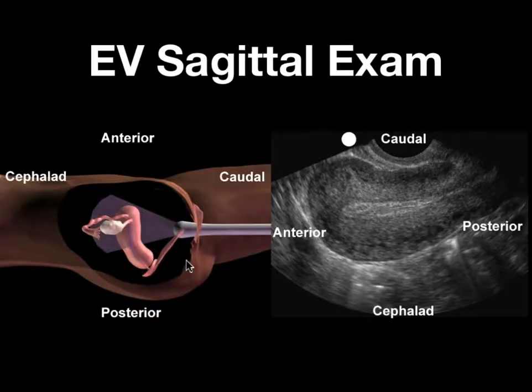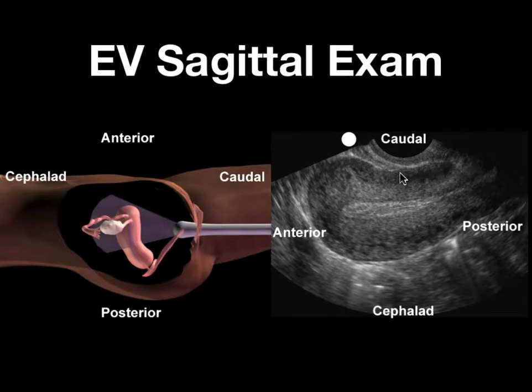On the endovaginal sagittal exam, you're going to end up with the following orientation. Here you've got the transducer in the vaginal canal, so this is caudal direction. Here you're going to have the cephalad direction because you're aiming the beam up towards the patient's head, with the indicator at the 12 o'clock position, meaning your thumb is pointed up to the ceiling. This is going to be anterior. This is going to be posterior.